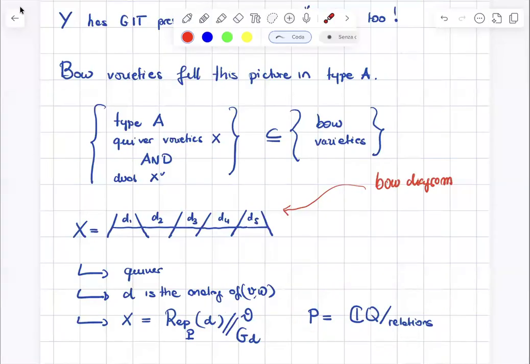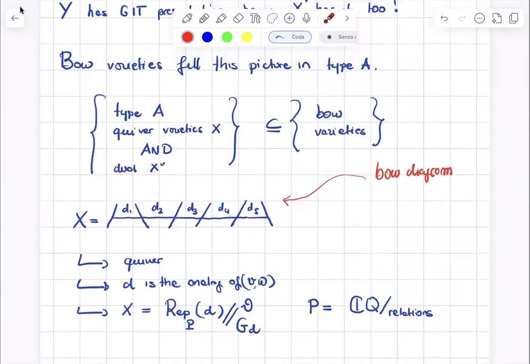And somehow the moral of the story is that for quiver varieties, I simply consider some symmetric quiver whose space of representations is a cotangent bundle, so it is symplectic, and I just take the symplectic reduction. For a bow variety, in general, the space of representations of the quiver is not symplectic, it's Poisson, so I need to pick some kind of symplectic slice. And picking the symplectic slice has to do with taking these relations.